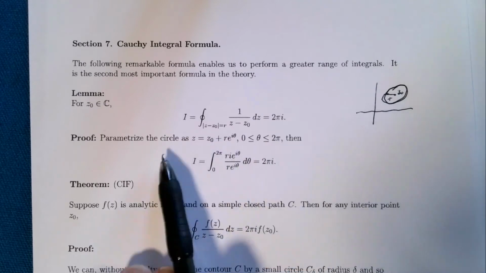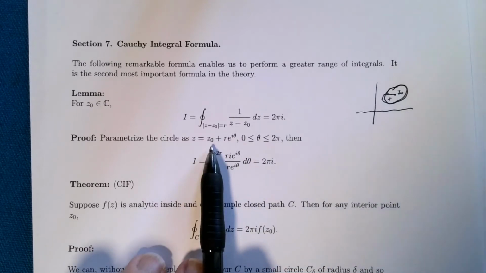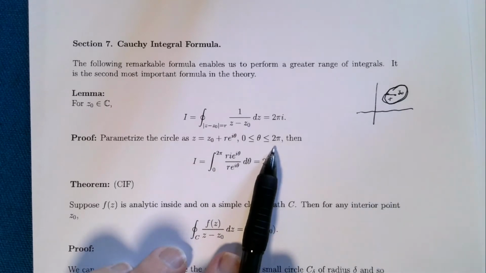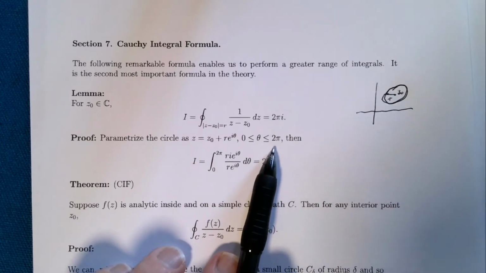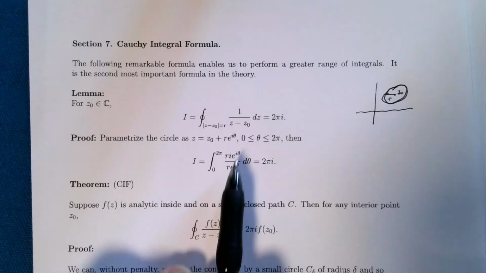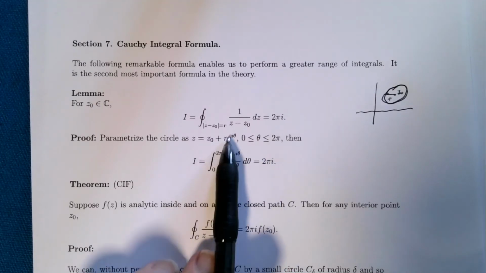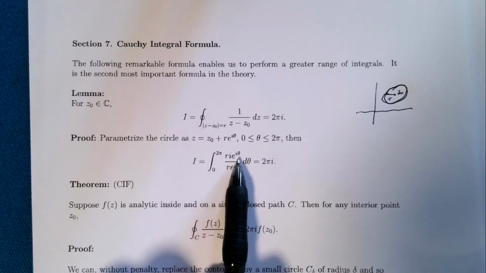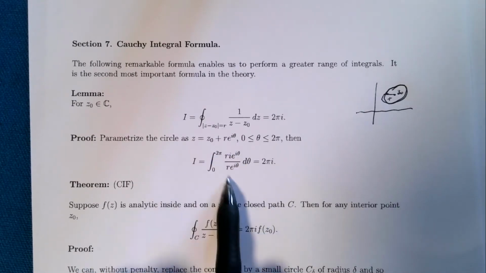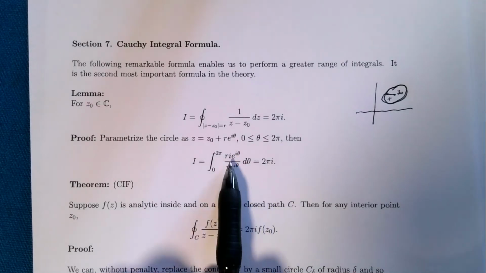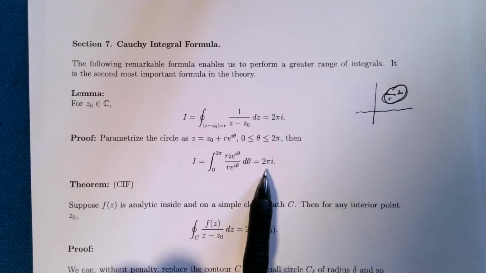We just parameterize the circle in the usual way as z0 plus r e to the i theta, for theta between 0 and 2 pi. When we substitute this in, this gives me the integral from 0 to 2 pi. The dz is just going to give me r e to the i theta, i e to the i theta, and then z minus z0 is r e to the i theta. These cancel out, I just get an i, and you integrate, you get 2 pi i.